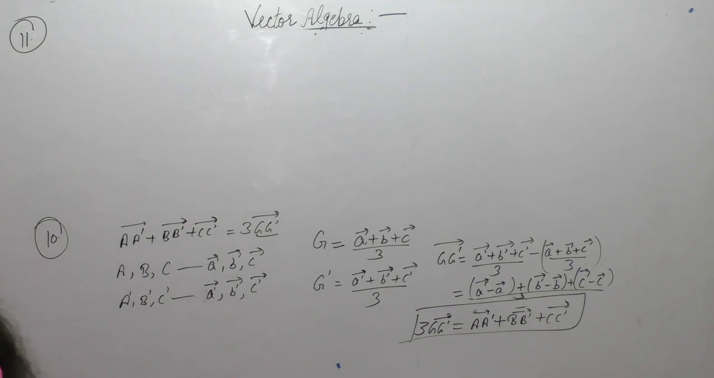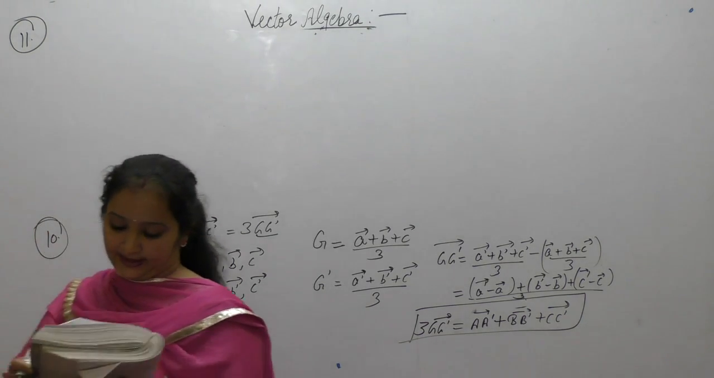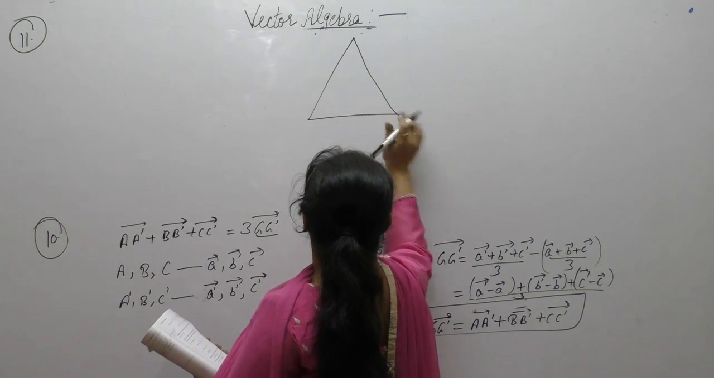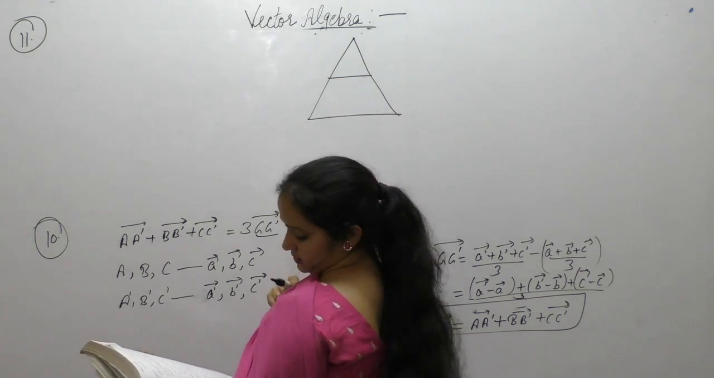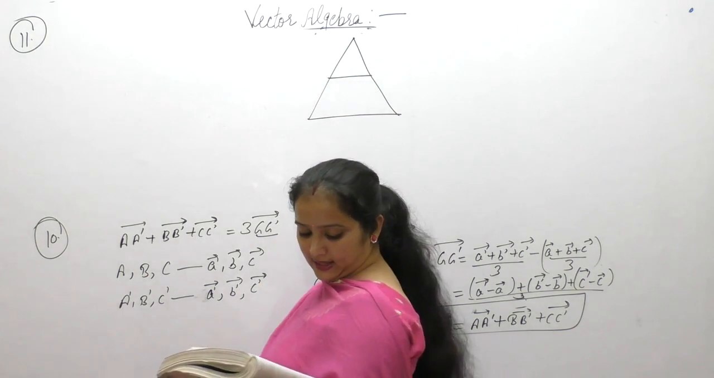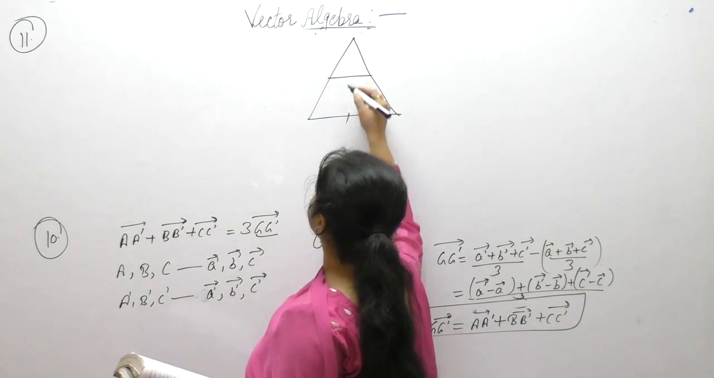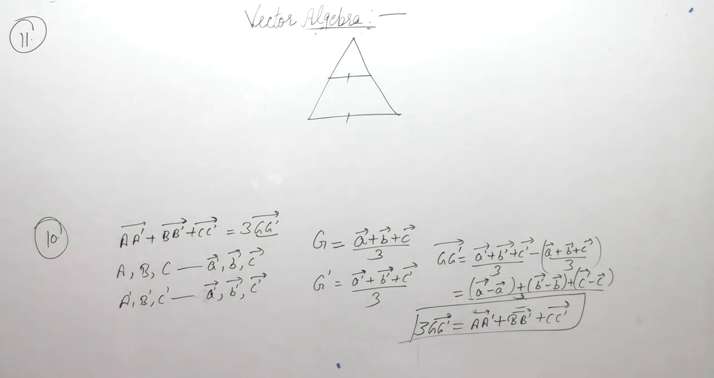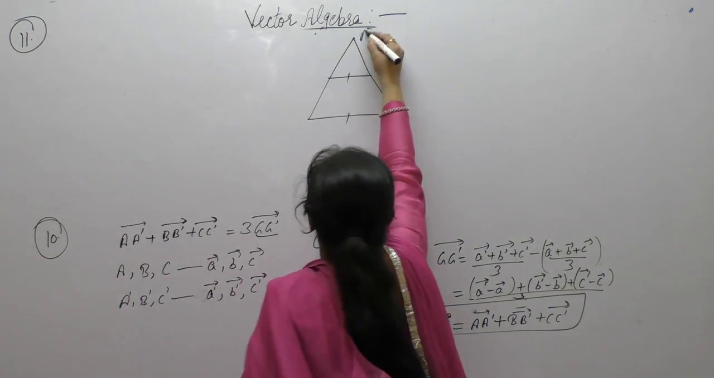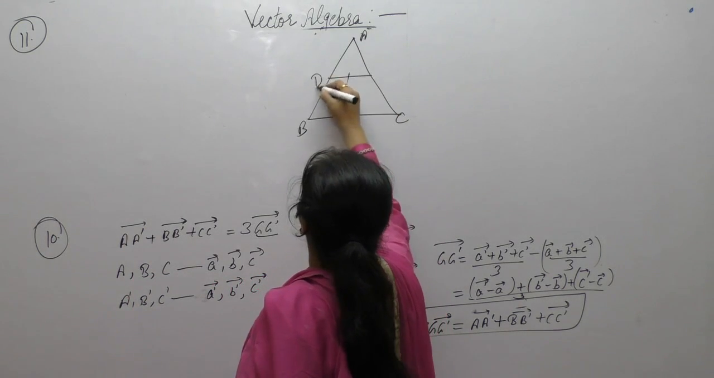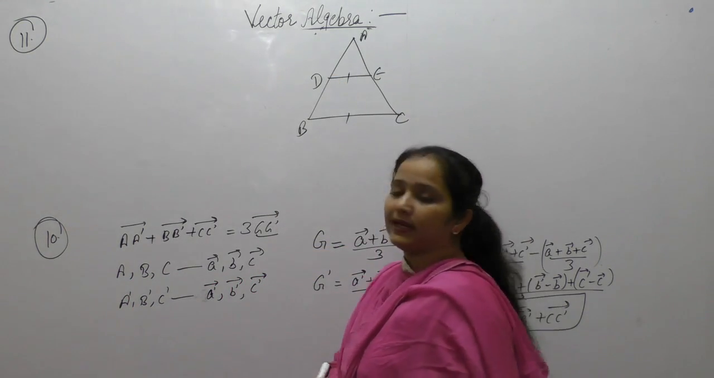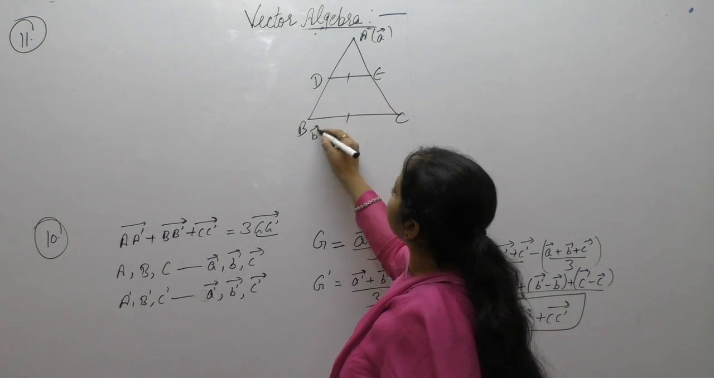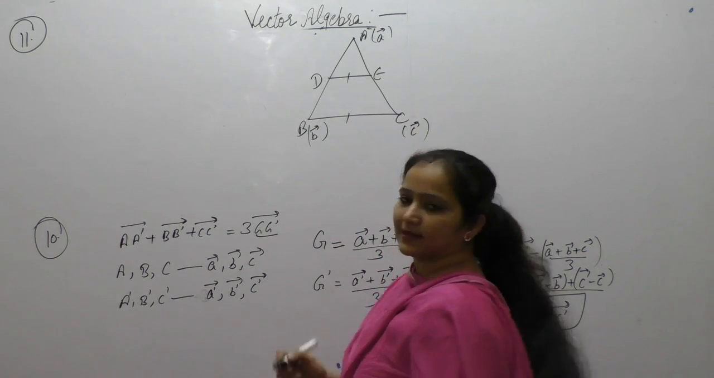Next one, prove that line segment joining the midpoints of two sides of triangle is parallel to the third side and equal to half of it. Let ABC be a triangle. D is the midpoint of AB and E is the midpoint of AC. A has position vector A, B is B and C is C.